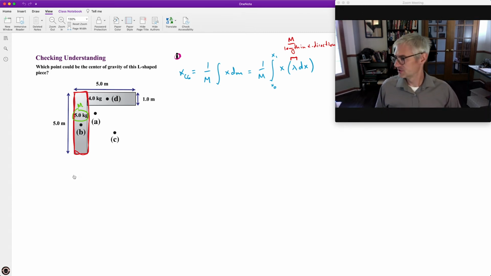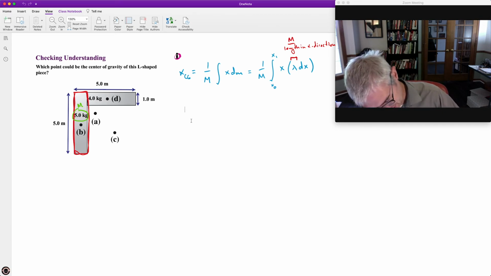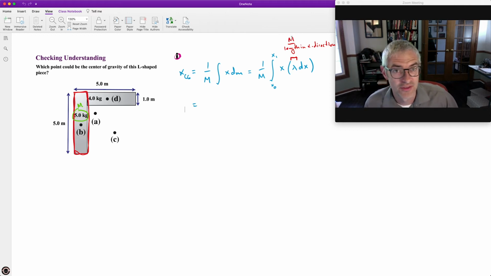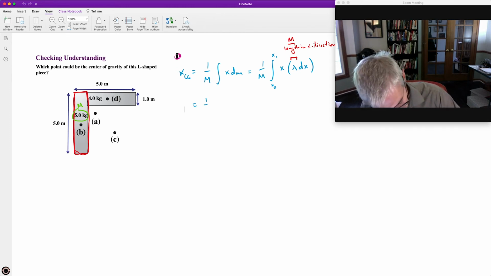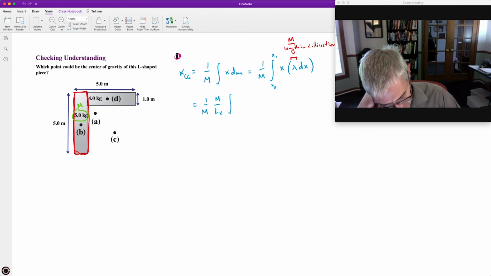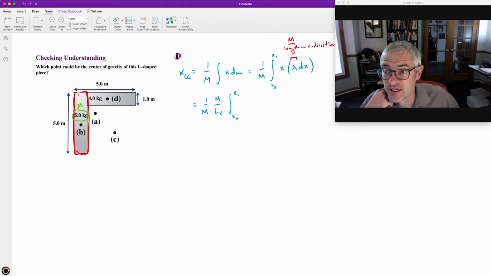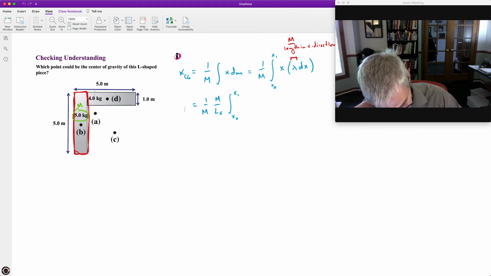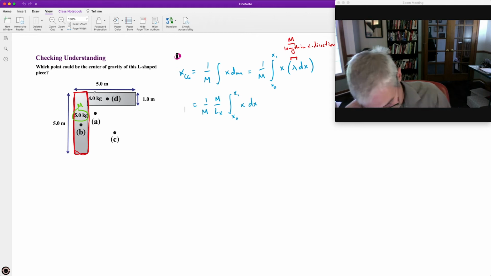Looking at that, we've got to plug this in. It's going to be a constant as well because the mass is 5 kilograms and the length in the x direction is 1 meter. So you get the whole integral 1 over m times lx, and that lx is 1 meter. Now my integral goes from x0 to x1, starting over here and then moving off to the side, and then x dx. And let me just be specific about my coordinates.